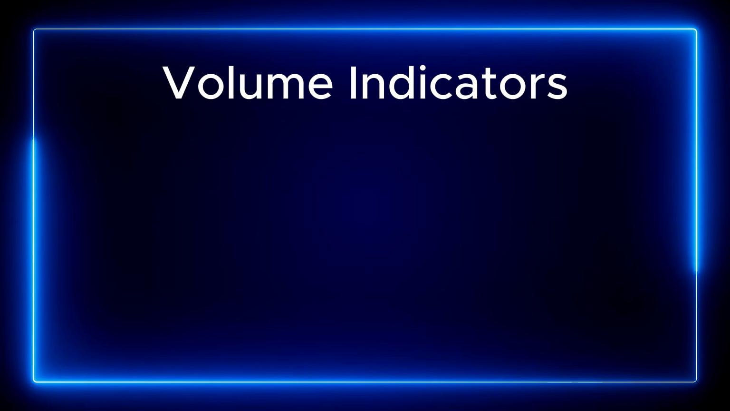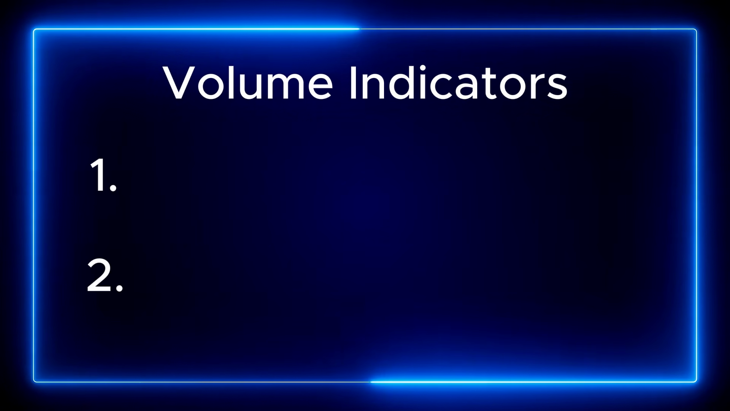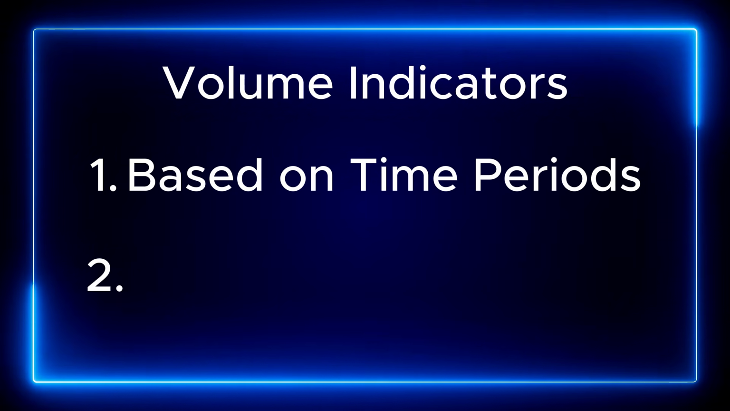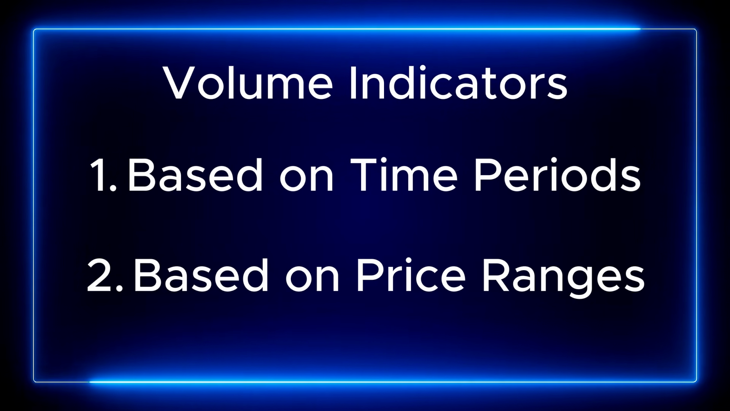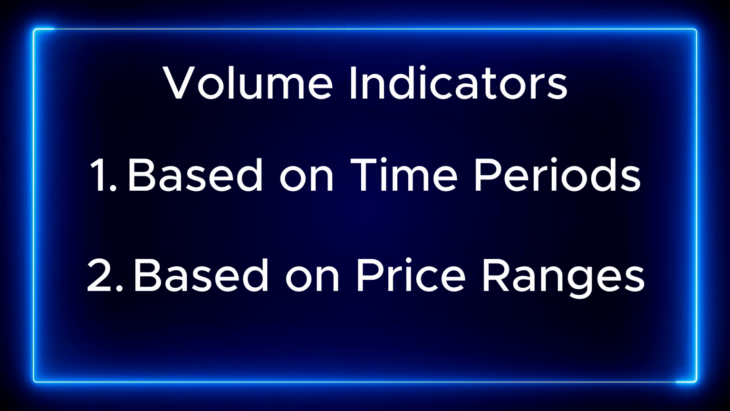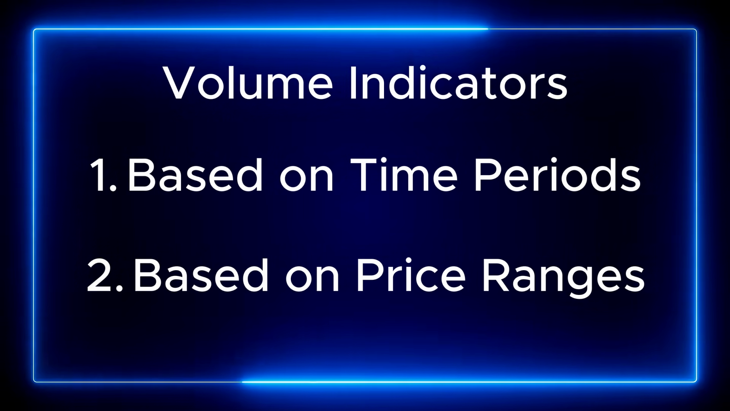Generally, volume indicators are categorized into two types. We have volume indicators that give information based on each time period, and we have volume indicators that give information based on each price range, which are known as volume profile.